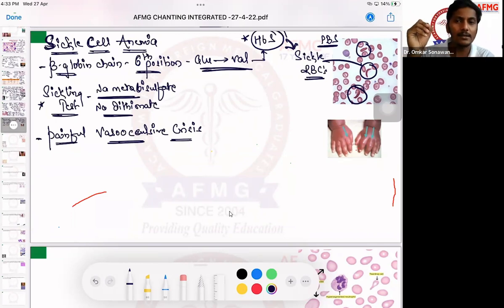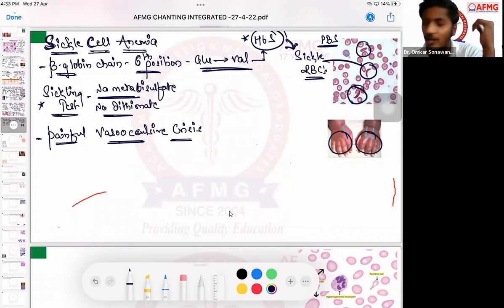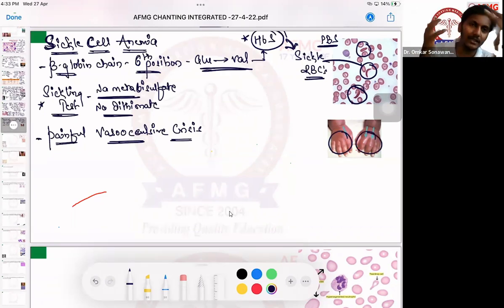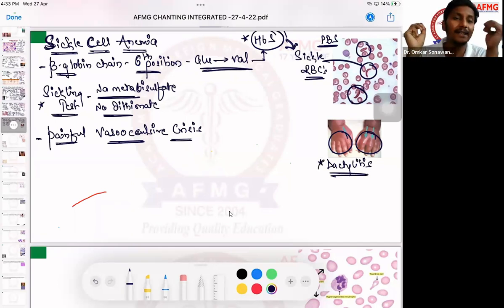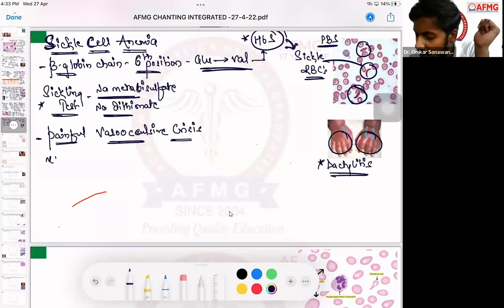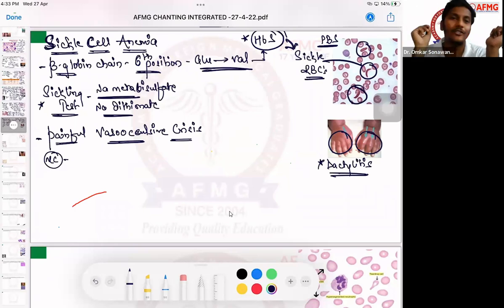If the blood vessels of the fingers and toes are blocked, then definitely there would be inflammation of the fingers or toes and extreme pain. This is called dactylitis. When there is swelling and inflammation of the toes and fingers, it is called dactylitis or the hand-foot syndrome.